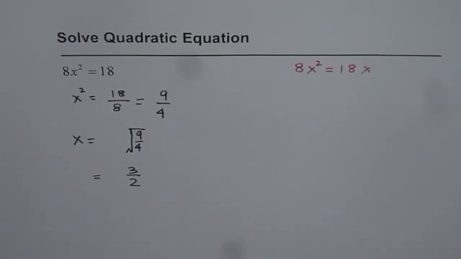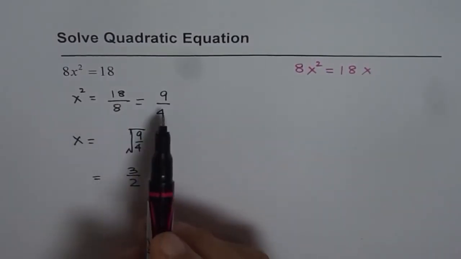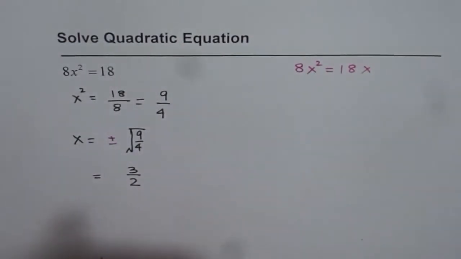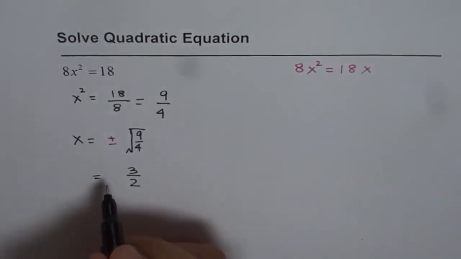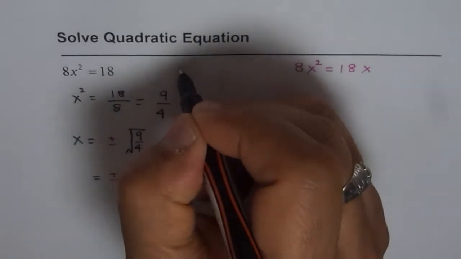Now, what is wrong in this solution? A mistake here is that when you take the square root, we should consider both plus and minus signs, right? And therefore the solution is not just 3 over 2, but the solution is plus and minus 3 over 2. That is the mistake here, which we need to avoid. This is what I wanted to teach you with this particular example.